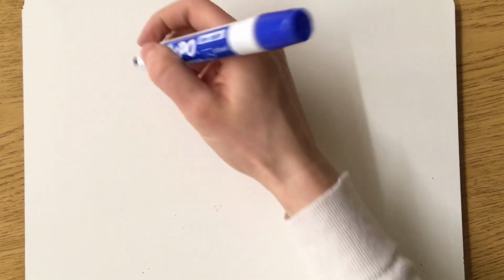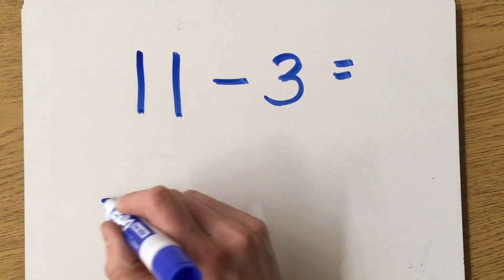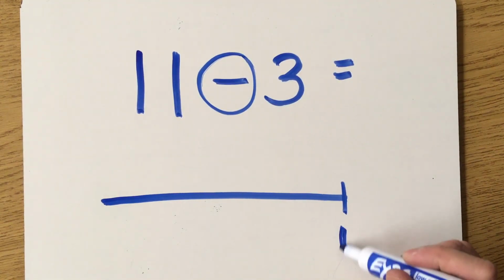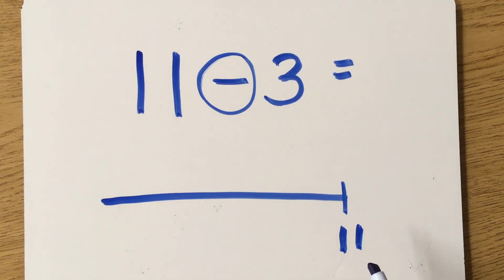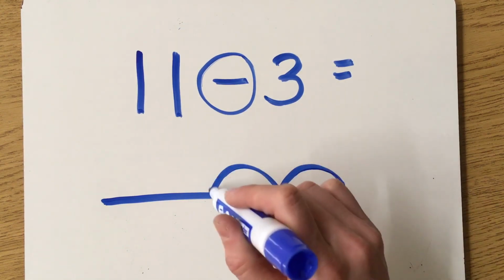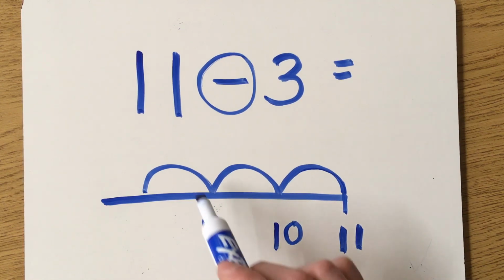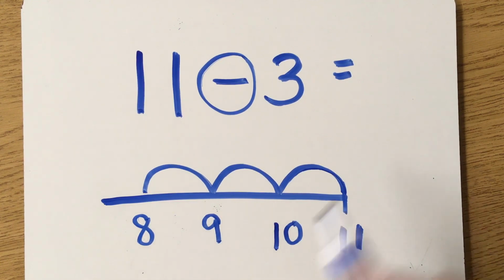Try this next example. We'll make a number line. 11 minus 3. Let's make a number line. Notice the minus sign. We will count backwards, not forwards. We're jumping back 3 spaces. Think about what comes before 11, since we're counting backwards and getting smaller. Think about what comes before 10. Think about what comes before 9. We landed on the number 8.